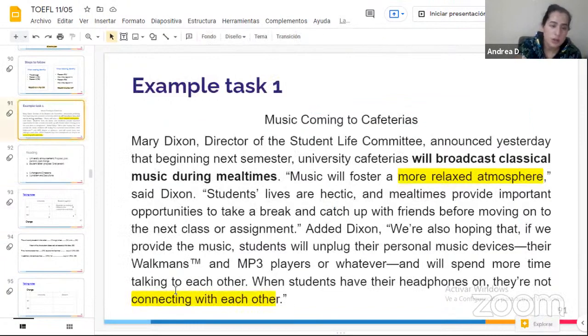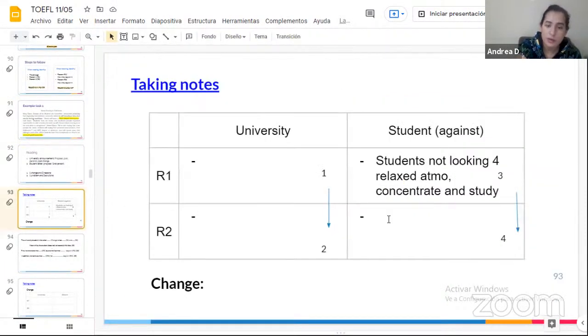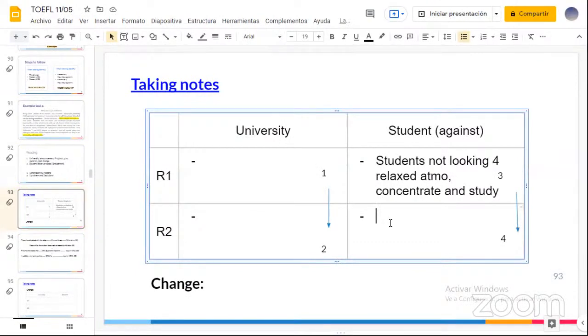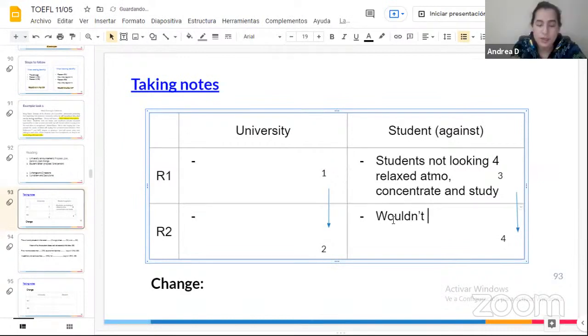Isn't connecting with each other a good plan? The students wouldn't like the classical music. Okay, so they wouldn't like it. So what does that mean? It means that the students are going to bring their MP3 players and listen to their favorite music. Good.